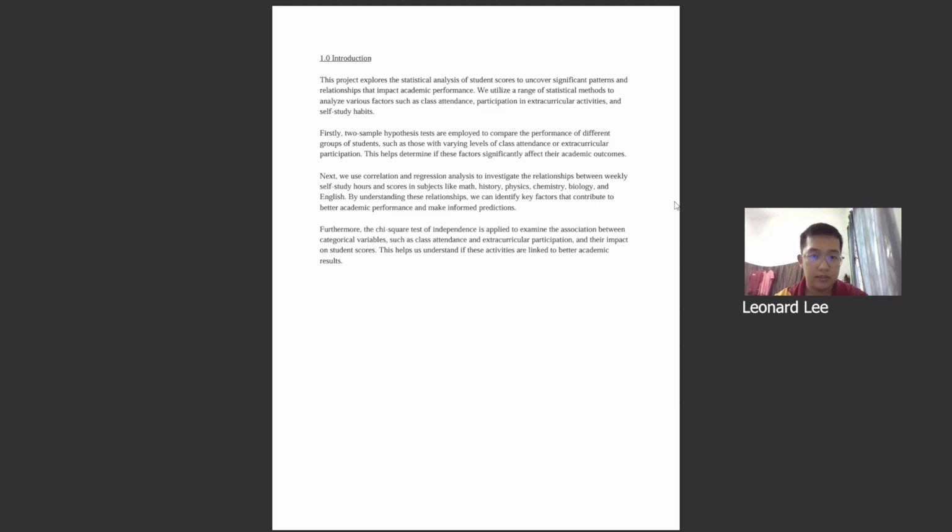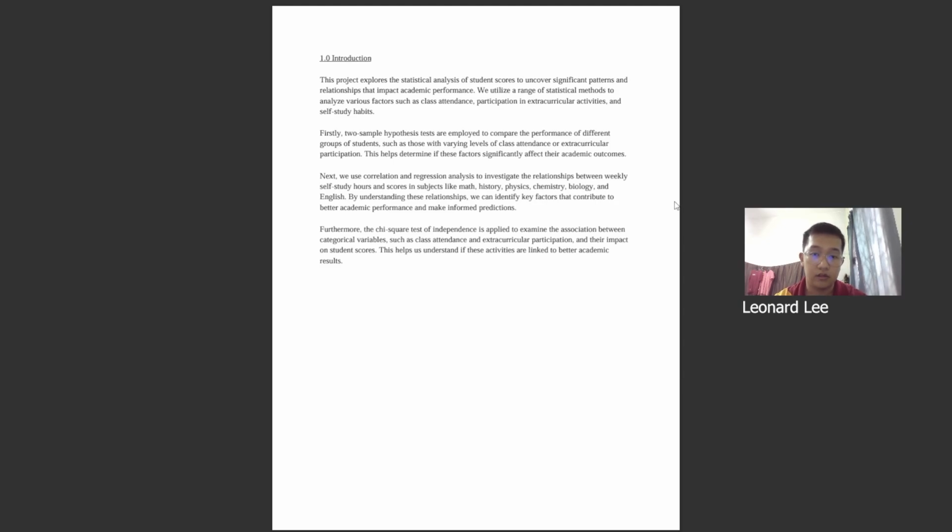Firstly, two sample hypothesis tests are employed to compare the performance of different groups of students, such as those with varying levels of class attendance or extracurricular participation. This helps determine if these factors significantly affect their academic outcome.